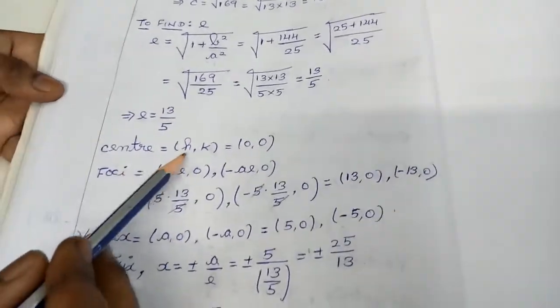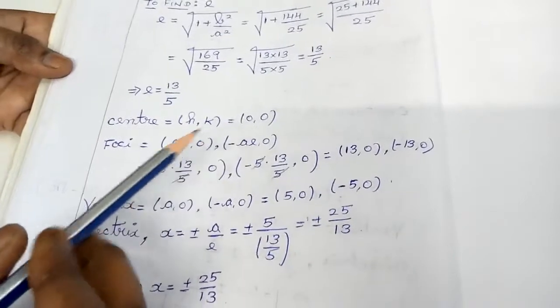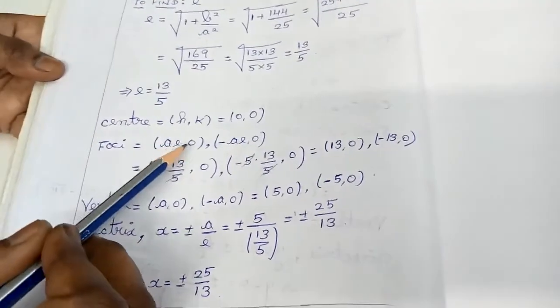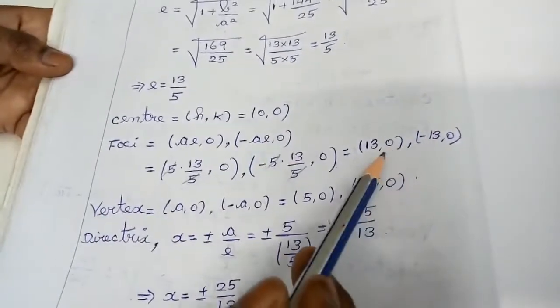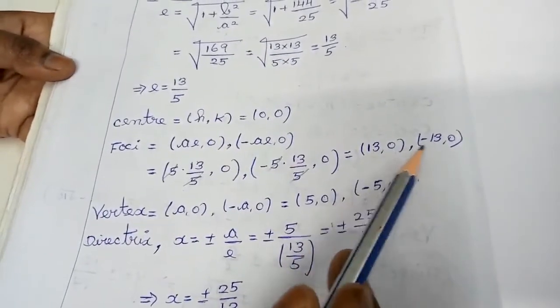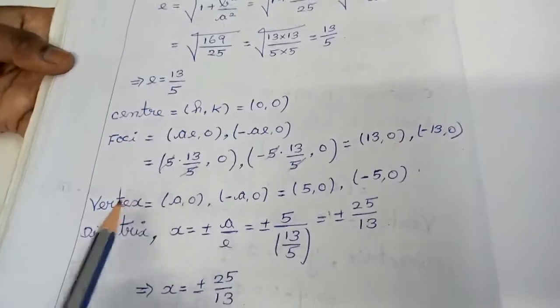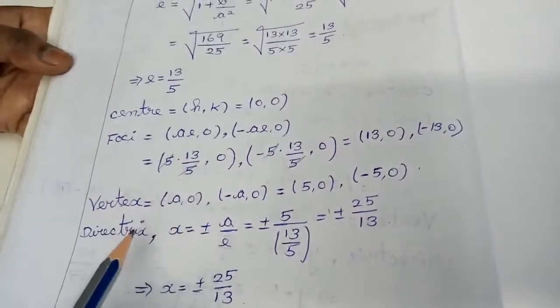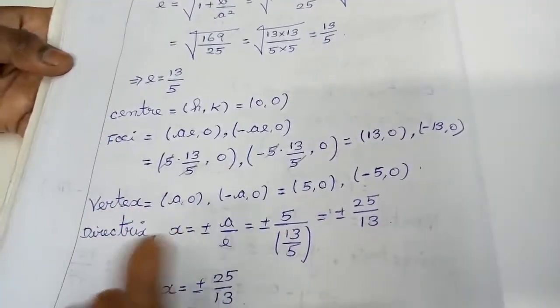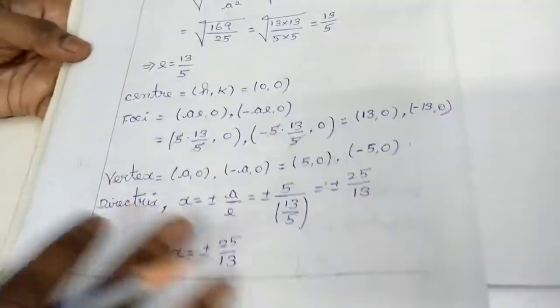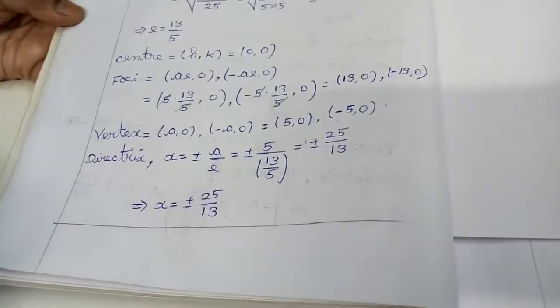Center h comma k 0 comma 0, foci ae comma 0, minus ae comma 0. Calculate, final answer is going to be 13 comma 0, minus 13 comma 0. Vertex, directrix, the same procedure. Based on hyperbola, you are going to apply the formula, students. Find the answer. Just check out whether it is going to be correct or not.